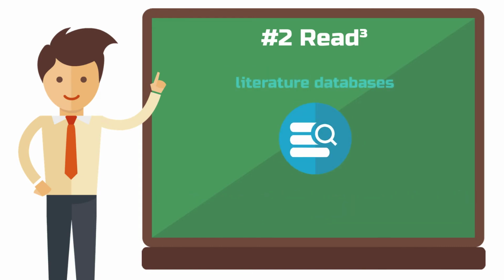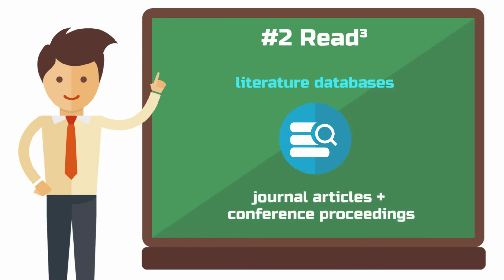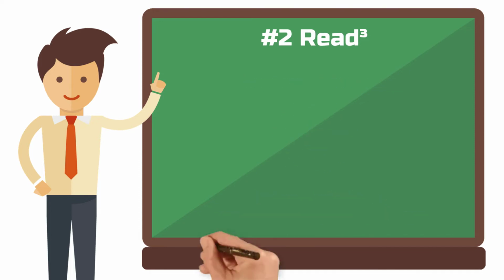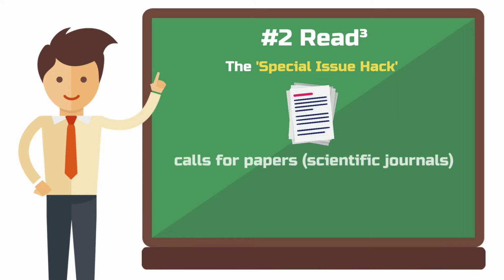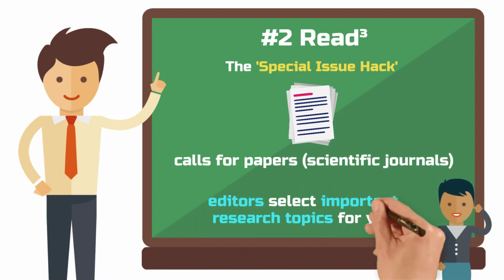So, when reaching for reading material, be sure to use literature databases where you can find journal articles and conference proceedings. One trick to select your research topic lies in so-called special issues. These are calls for papers from scientific journals that want research on specific topics. Here, very smart people, namely the editors, have thought about what research questions would be really important right now. So they have practically already done the work for you.